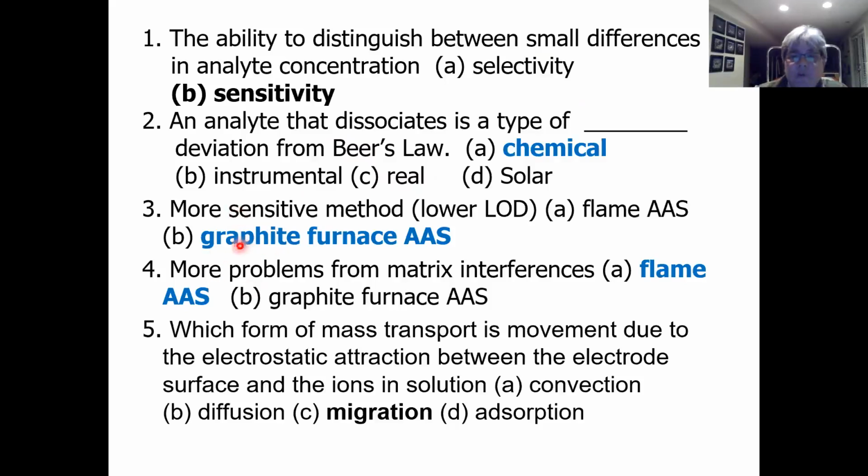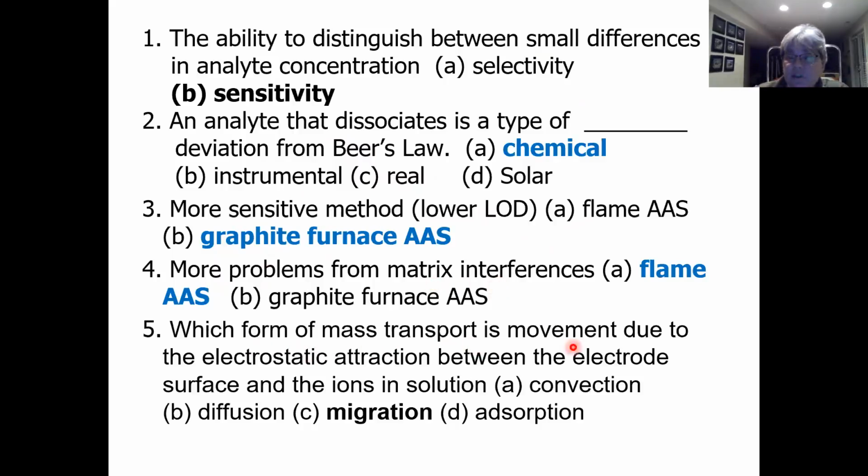These two questions are both asking about graphite furnace compared to flame. So here's two things that you have to know about LOD and matrix interferences. But we talked about other things, so make sure you know all the comparisons for flame versus graphite furnace and how they compare.